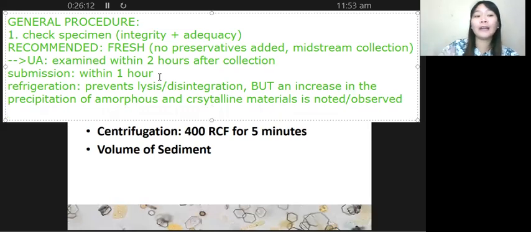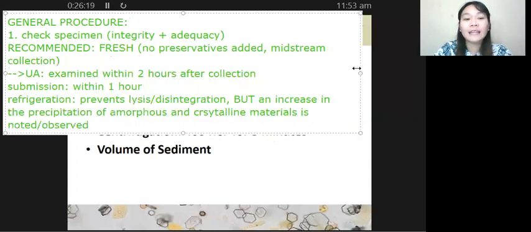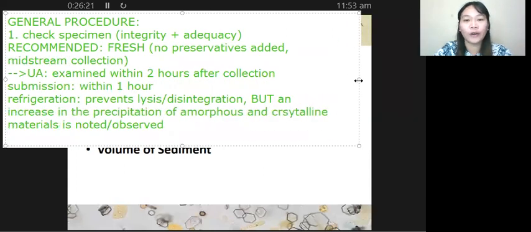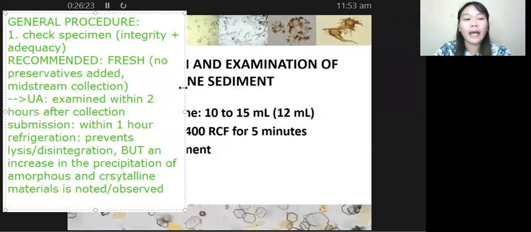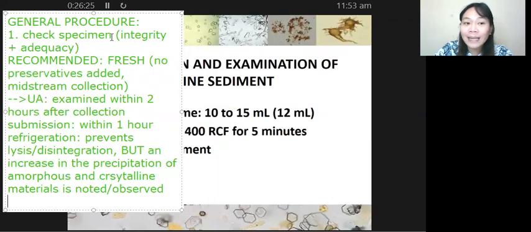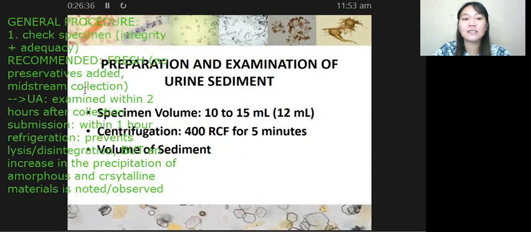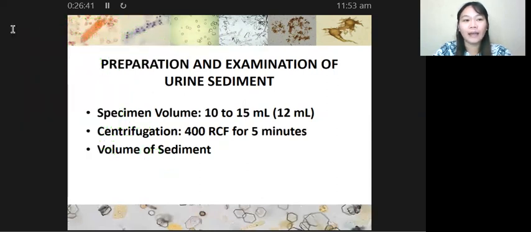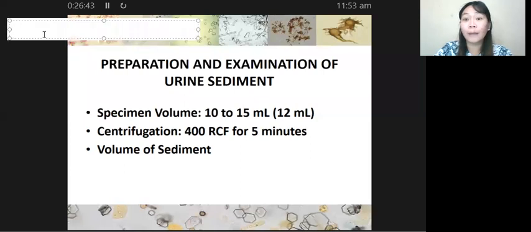Okay, so yan. So hopefully, hopefully, naintindihan po natin itong part na to. Okay, so yan. Alright. So apart from the integrity, okay, sabi ko dyan, integrity, specimen integrity, we also have to check the adequacy of your specimen. Okay, so yan. So tanggalin ko na yan ha. Okay. Alright, so punta na tayo doon sa pangalawa.